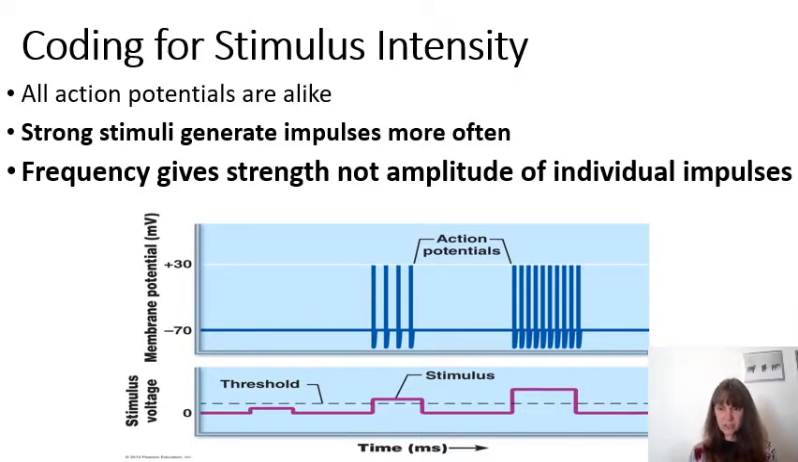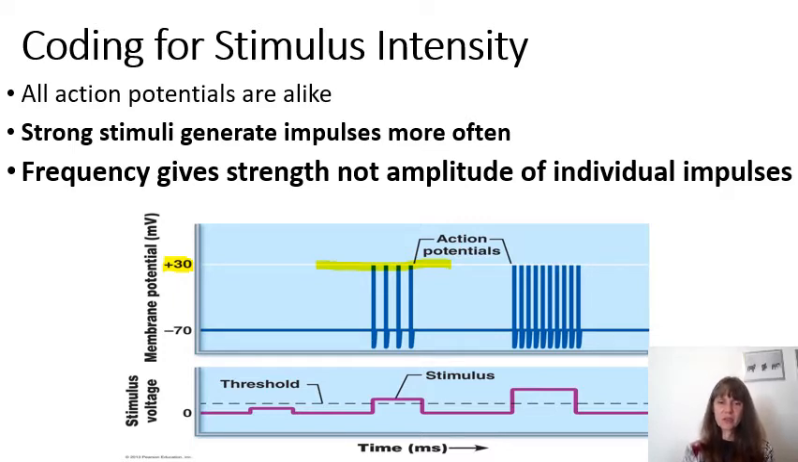All action potentials are alike. Once they start, they go, and they have a very specific amplitude. In other words, the stronger the stimulus does not mean that there's going to be further depolarization beyond positive 30 millivolts. The amplitude or height of action potentials is always the same.